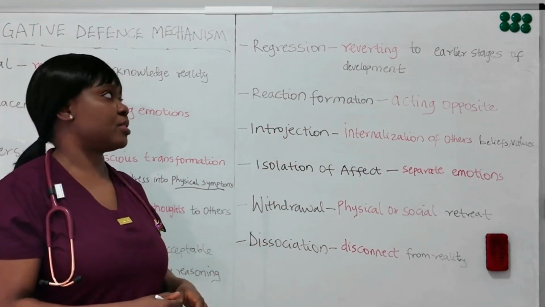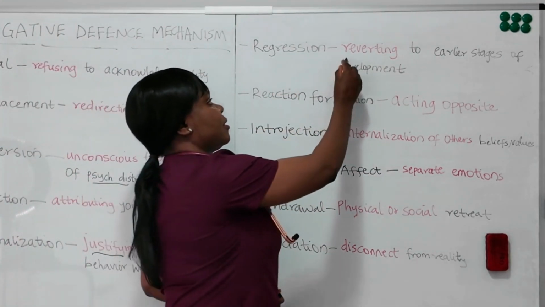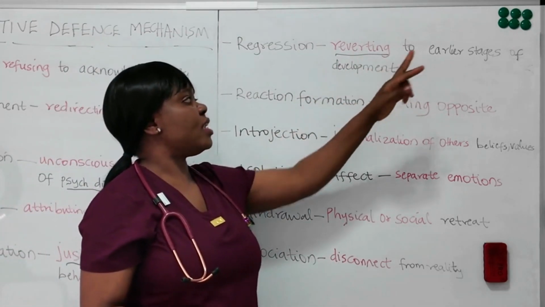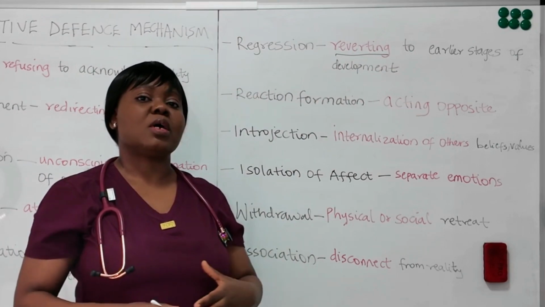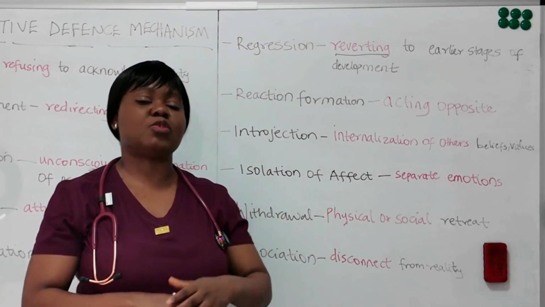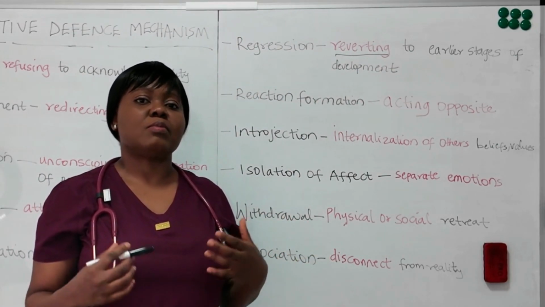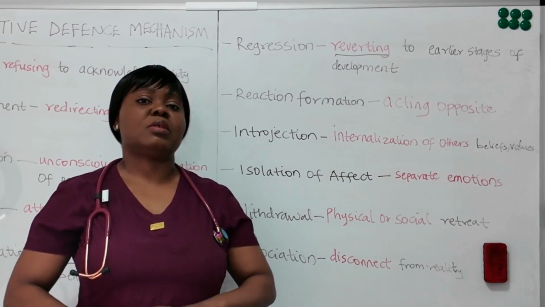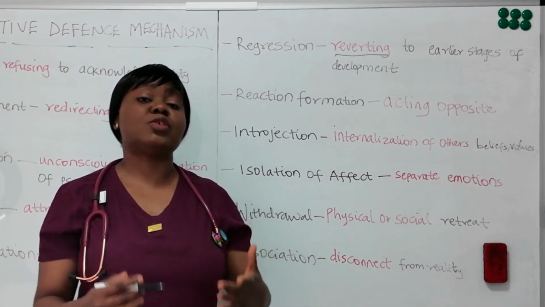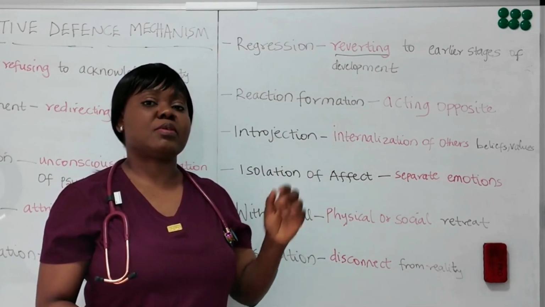The next one is regression. As it goes, to regress is to revert. It's when you revert to earlier stages of development. Most times it's a reaction to a stressful event, a situation that is not palatable. An example would be an 8-year-old child who is toilet trained, but after surgical intervention begins to bedwet. That would be an example of regression.